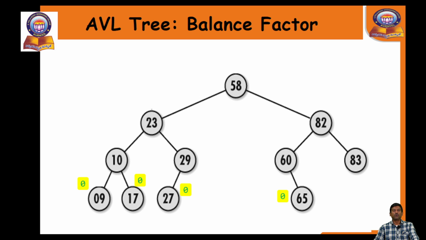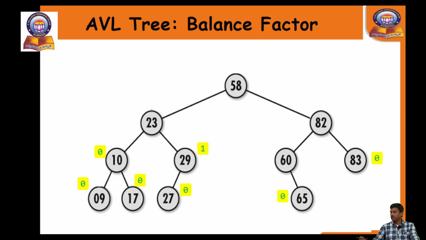And coming to node 10, you can easily guess what node 10's balance factor is. There is one level, node 9 in the left subtree and node 17 in the right subtree. That is 1 minus 1, which will be equal to 0. For node 10, the balance factor will be equal to 0. And of course, for the leaf node 83, the balance factor will be equal to 0. And coming to node 29, what is the height of the left subtree? That is 1, minus the right subtree, which is 0. 1 minus 0 will be equal to 1.